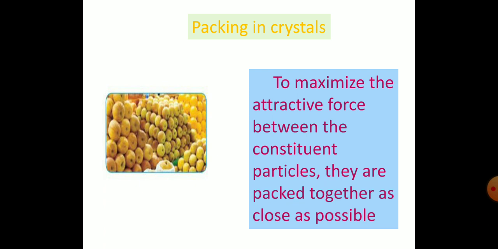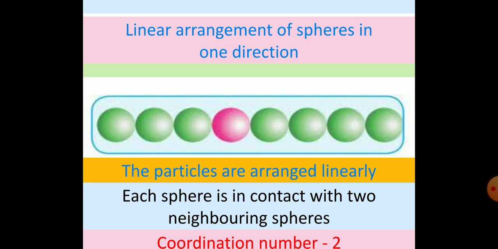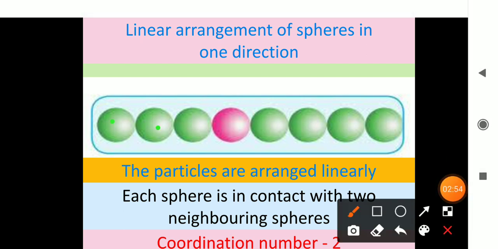Now let us see the various types of arrangements of particles. The first type we are going to see is linear arrangement, or the arrangement of constituent particles in one direction. We can say one dimensional arrangement, 1D arrangement. What is 1D arrangement? The constituent particles like atoms will be arranged only in one direction as shown in the figure. Look at this figure. These are the constituent particles.